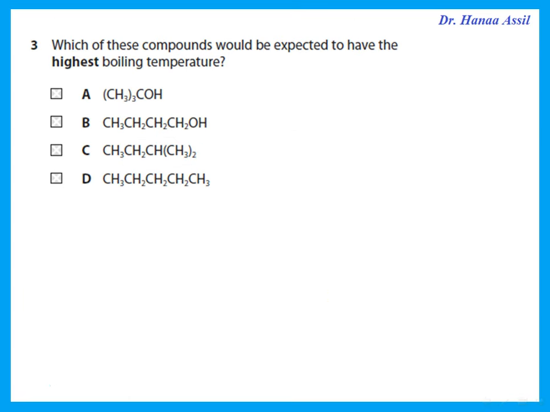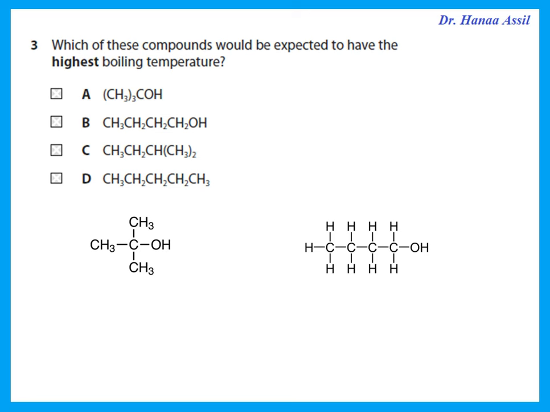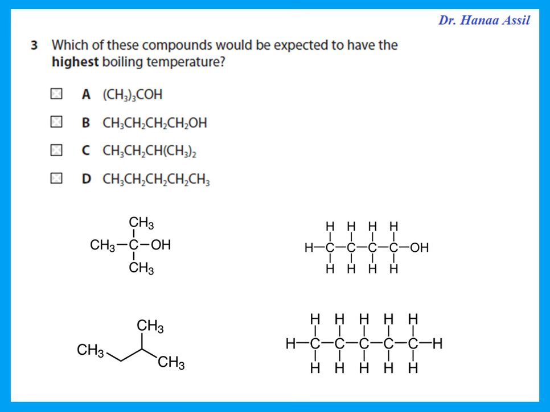Which of these compounds would be expected to have the highest boiling temperature? First of all, let us look at these compounds. So this is A, and that is a tertiary alcohol with how many carbons? 4 carbons. So this is 4 carbons with OH. This is 4 carbons also with OH, but this is a straight chain. Now, C is a branched chain with 1, 2, 3, 4, 5 carbons, and D also has 5 carbons, but it is a straight chain.